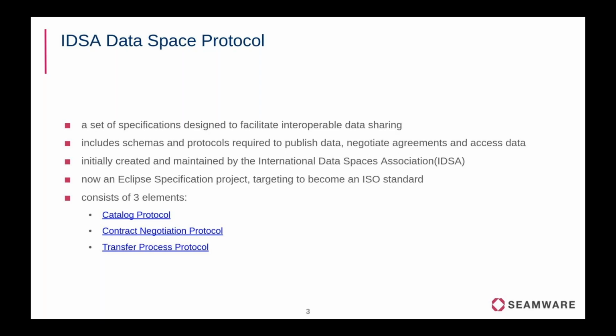The catalog protocol, which mostly focuses on the part of publishing data. The contract negotiation protocol, which focuses on negotiating the agreements about data and data access. And the transfer process protocol, which mostly focuses on structuring and controlling the actual process of transferring the data and exchanging the data itself.